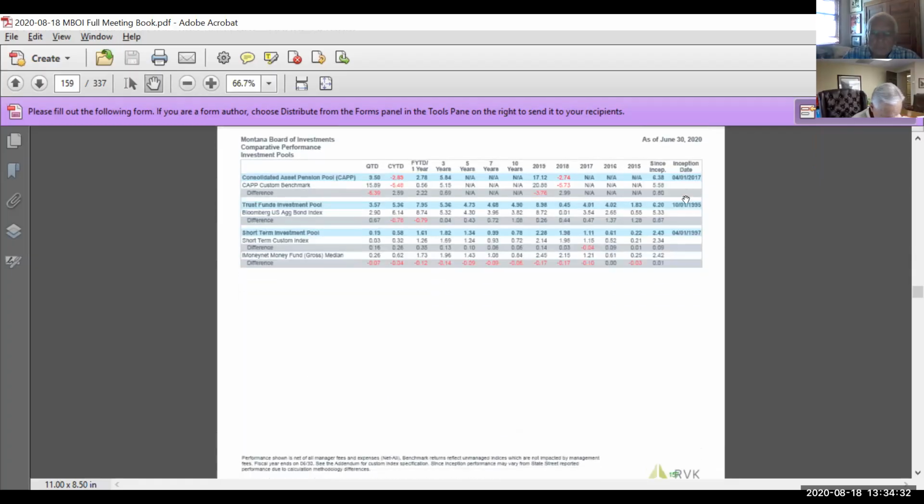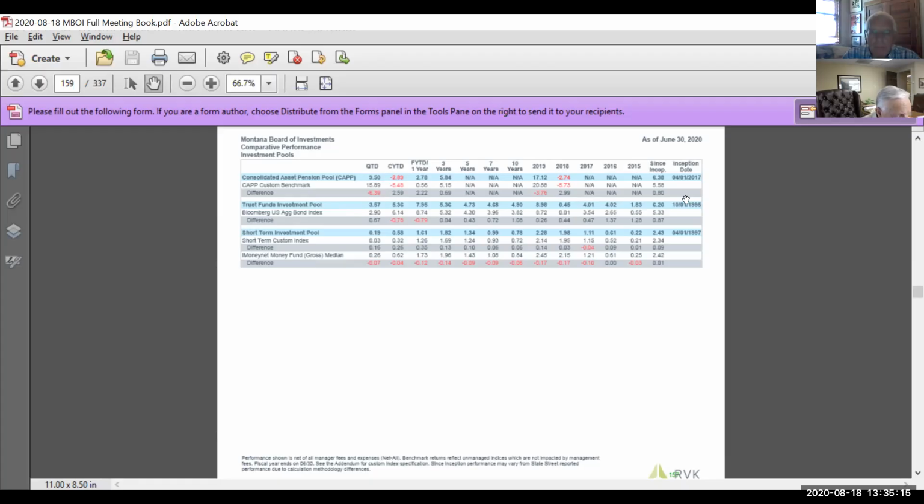Moving on to page 7, you can see the relative performance of these different pools. The consolidated asset pension pool, again, this is going to be similar to what you saw previously, but that has solidly outperformed its index on a net of fees basis. Since inception, we just started tracking that pool separately in April 2017. And again, this is the pool of the retirement plan's investments that excludes the cash portion that is used for liquidity. The trust funds investment pool has also performed well.